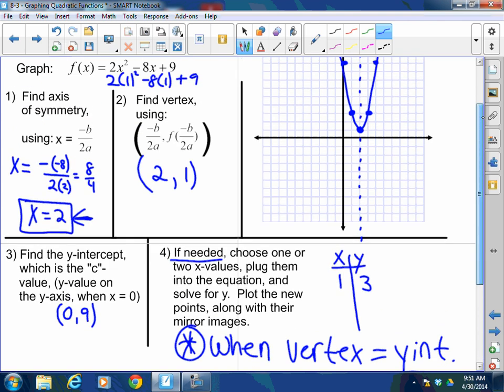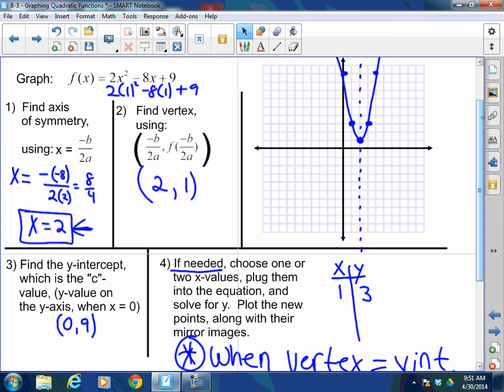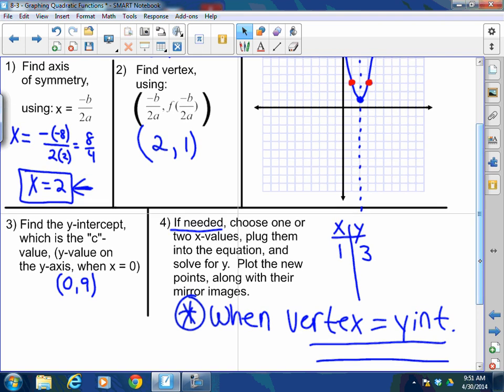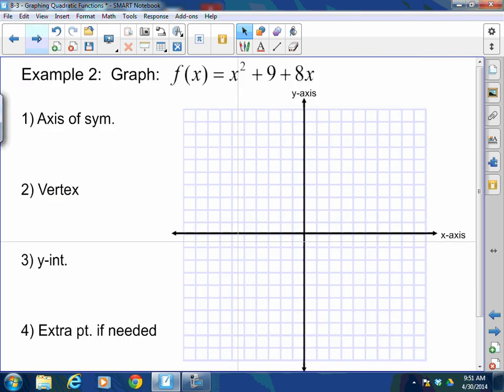Once you find that one value of x like we did over here, which I'm going to mark in red, you find the mirror image. 1 to the left was the red point, so the mirror image, 1 to the right. Does that make sense, my brothers? Pretty simple, right? When you really think about it. So let's practice. Okay, let's graph.